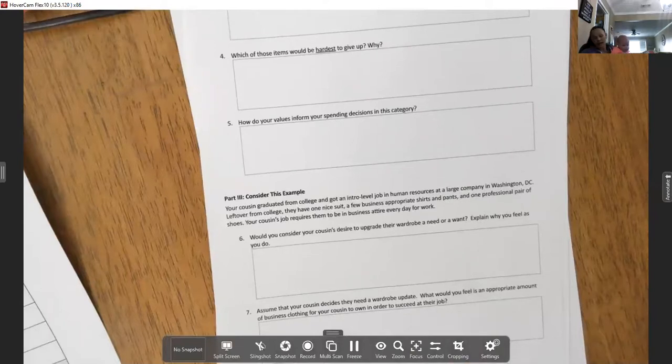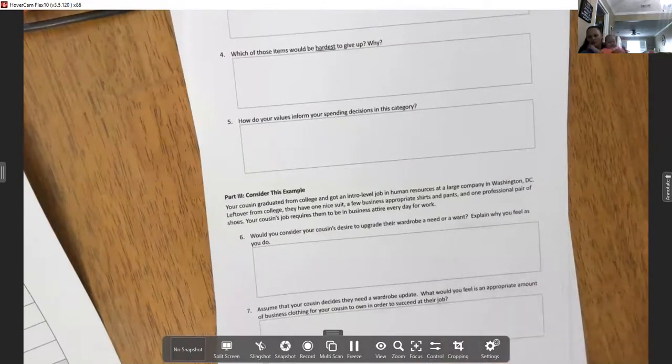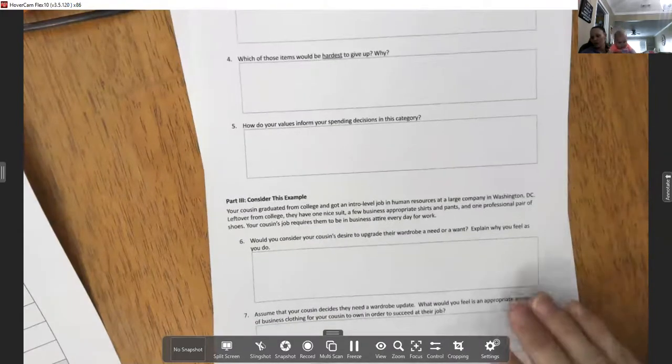So your cousin decides they need a wardrobe update. What's an appropriate amount of business clothing to be successful at this job? Think they're wearing these business clothes 5 days a week, every day of the year, minus a few vacations. So how many pairs of work shoes do they need? How many suits? How many business appropriate shirts and pants?